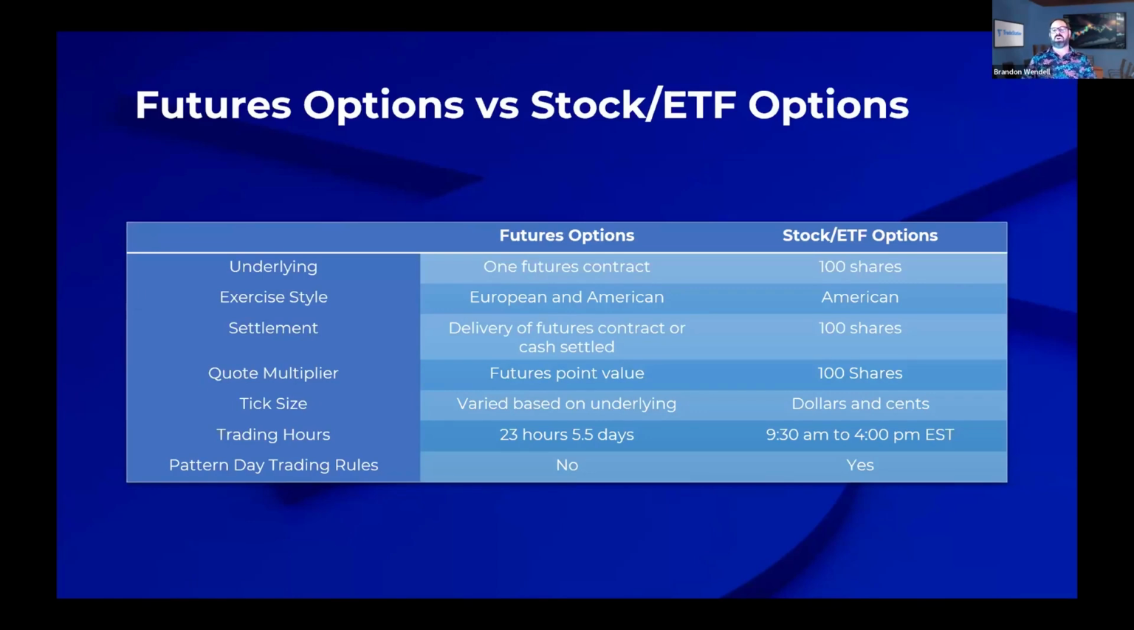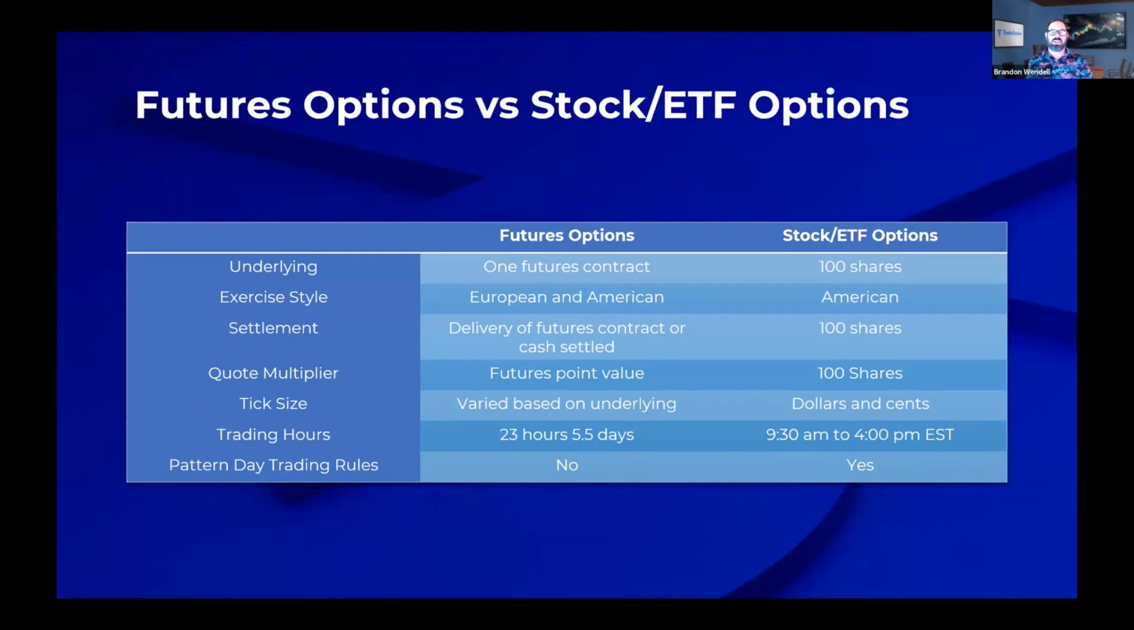When it comes to our exercise style, we have two types of exercise. American style, which means you can exercise your right at any time. If you're a seller, you are at the risk of assignment at any time. With European style, however, they cannot be exercised nor assigned until the expiration. So there's no early assignment you have to worry about. That might be a little bit advantageous, especially if you're selling options. That way you don't have to worry about that early assignment.